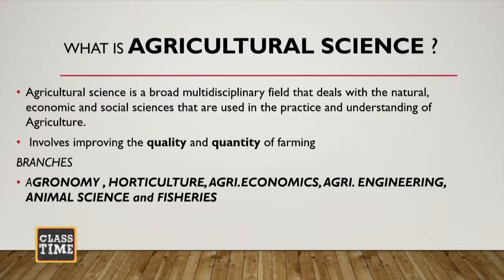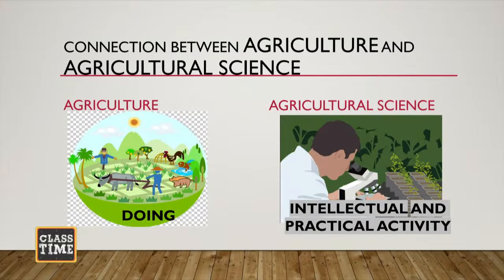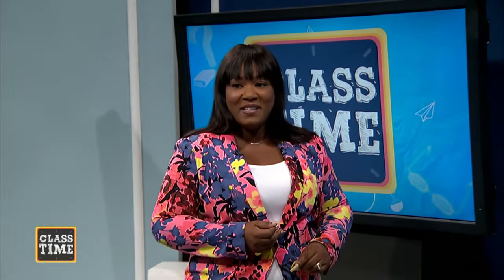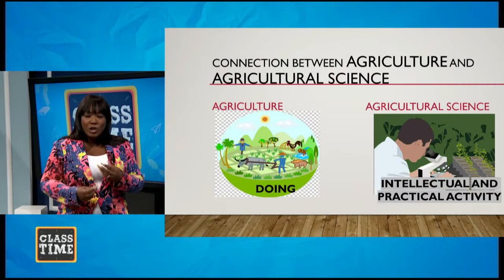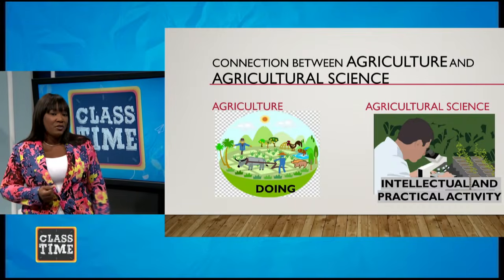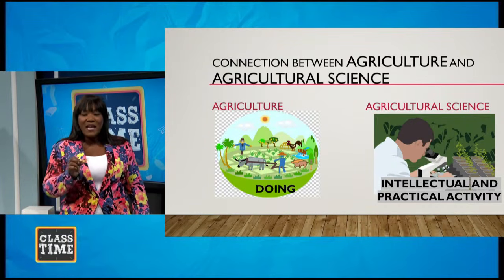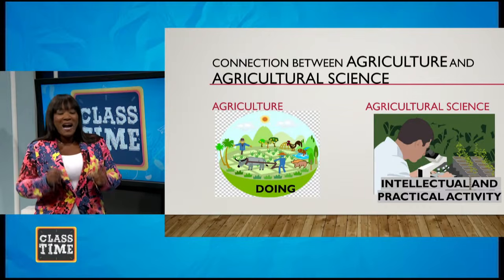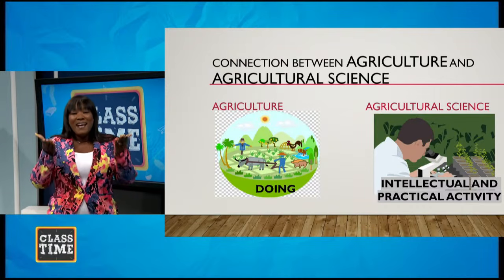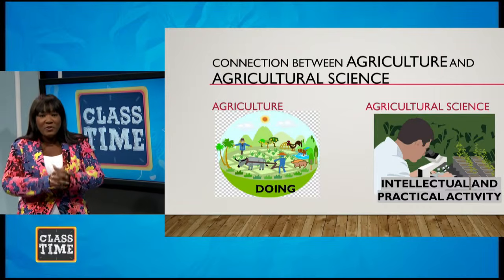Now, for every story you have time. Time goes by very fast. Let's look at how they interrelate. Agriculture looks at the doing, the actual process or act of agriculture, while agricultural science looks at the intellectual and the practical activities. So they both sail hand in hand for an ultimate goal.